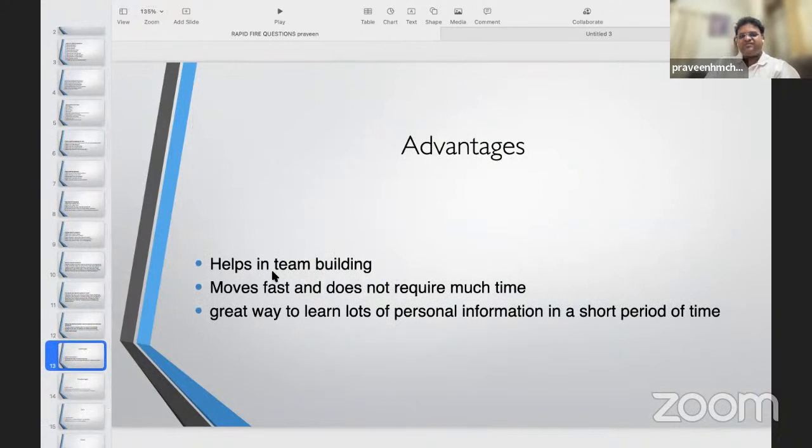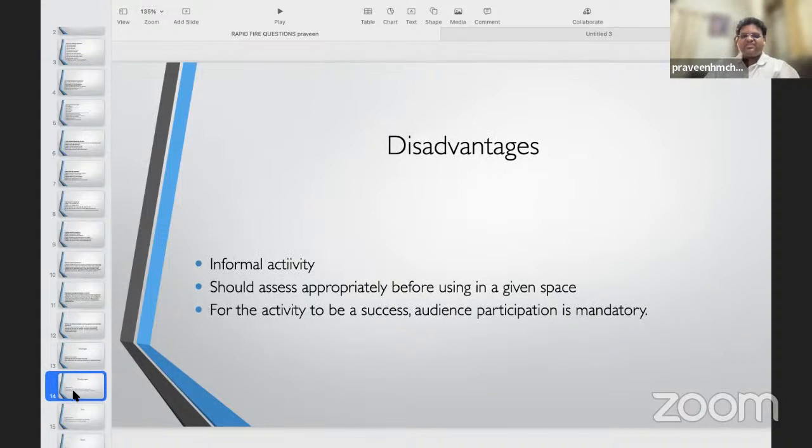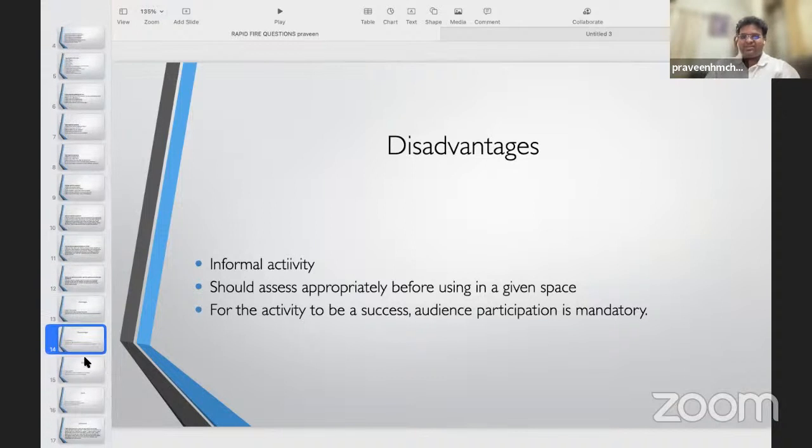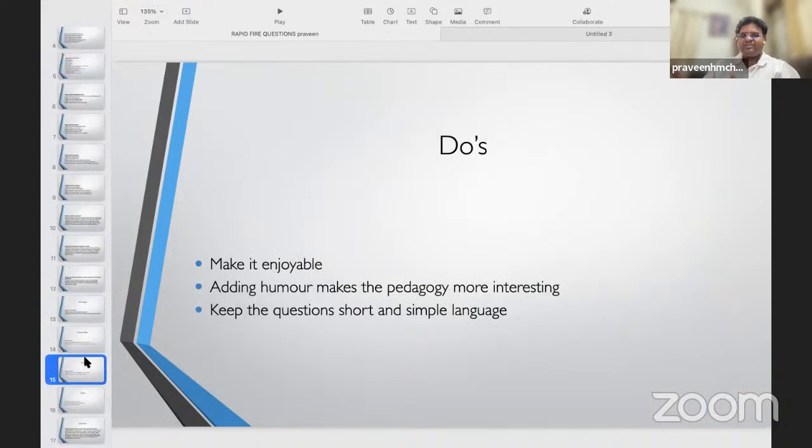The advantages of rapid fire questioning: it helps in team building. It moves fast and does not require much time. It's a great way to learn lots of personal information about a variety of people in a very short time. A disadvantage is that it is a very informal activity. It cannot be used in all settings. It should be assessed properly before using in a given space. And for the activity to be a success, audience participation is mandatory, unlike role play and storytelling.